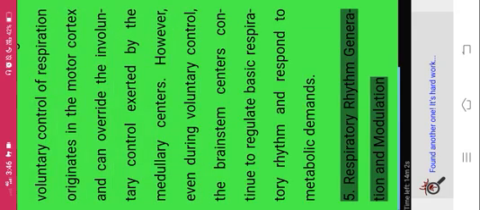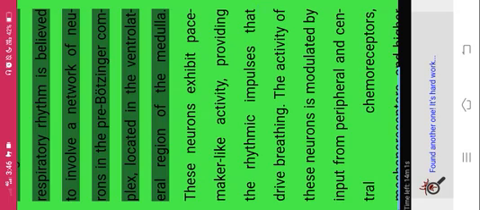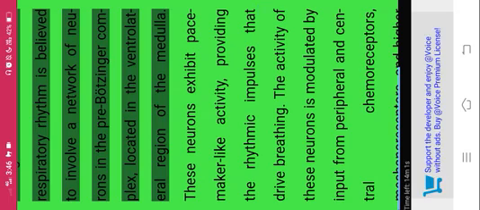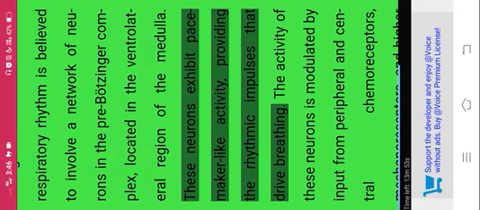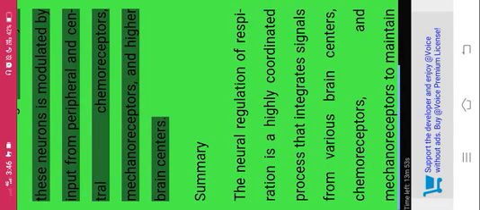5. Respiratory rhythm generation and modulation. The generation of the basic respiratory rhythm is believed to involve a network of neurons in the preBötzinger complex, located in the ventrolateral region of the medulla. These neurons exhibit pacemaker-like activity, providing the rhythmic impulses that drive breathing. The activity of these neurons is modulated by input from peripheral and central chemoreceptors, mechanoreceptors, and higher brain centers.